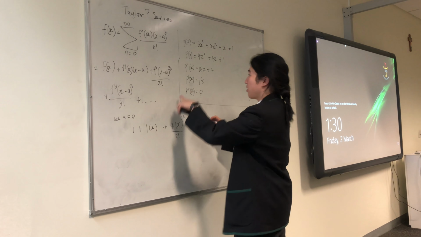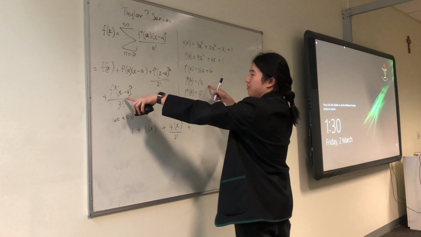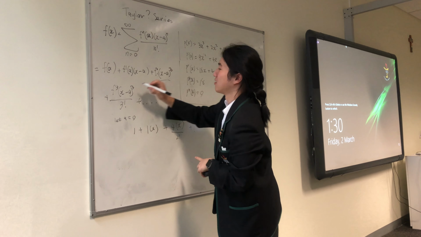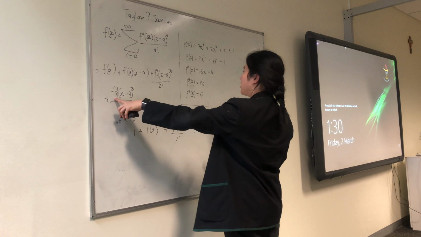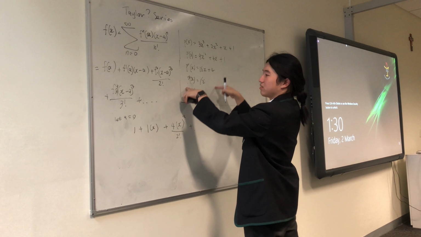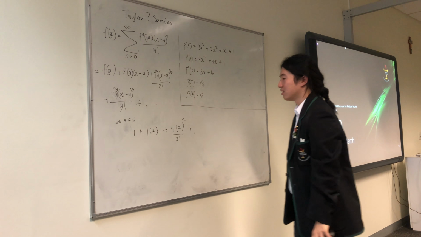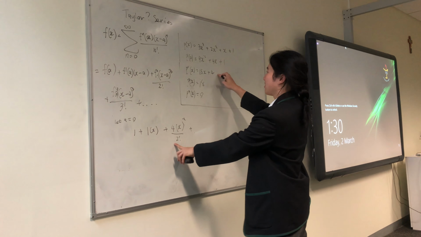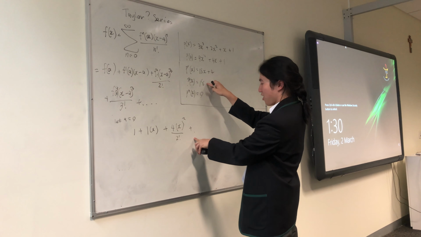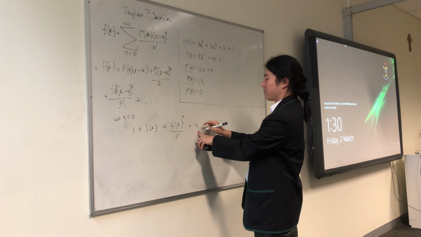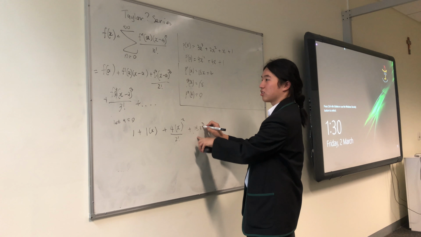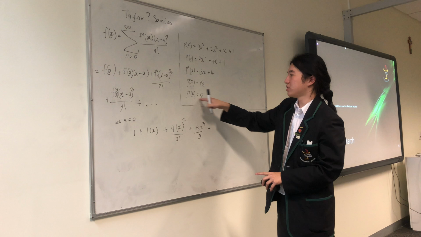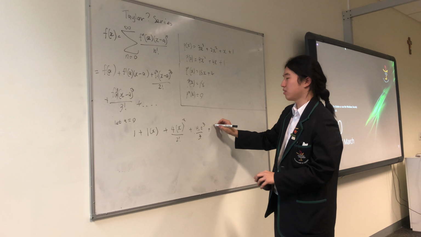And plus the third derivative, wait, I'm missing something here. When we put in a, that's the third derivative. Wait, what have I done? That's the first derivative. That's the second derivative, and this is the third derivative, yeah. So when you put that in, that's equal to x cubed over 3 factorial, plus the fourth derivative will be 0.